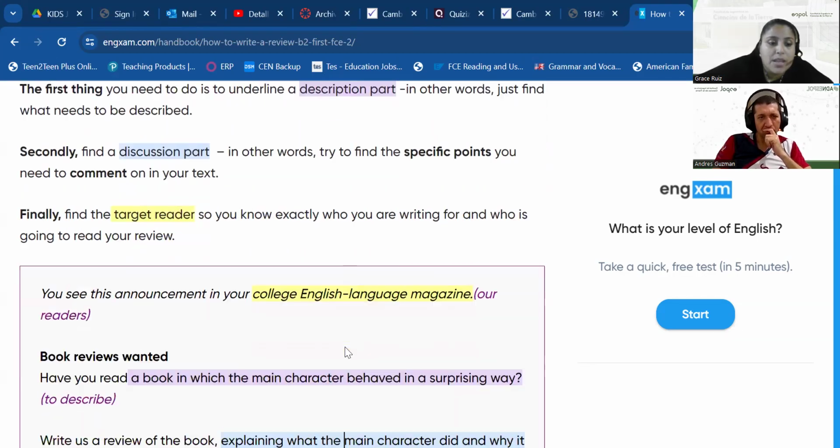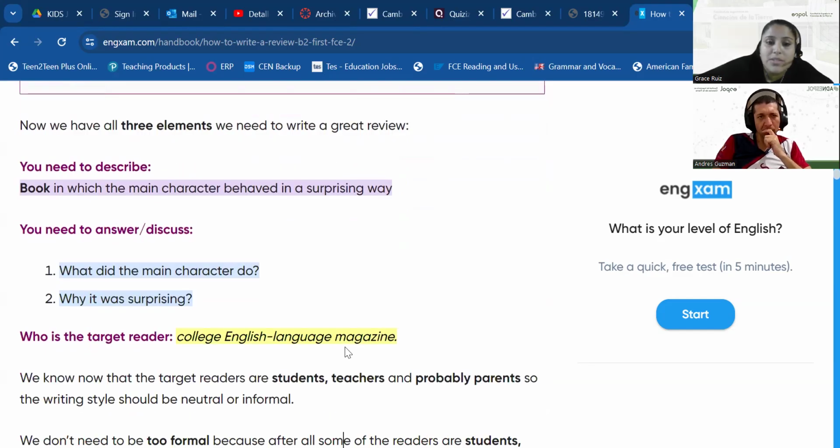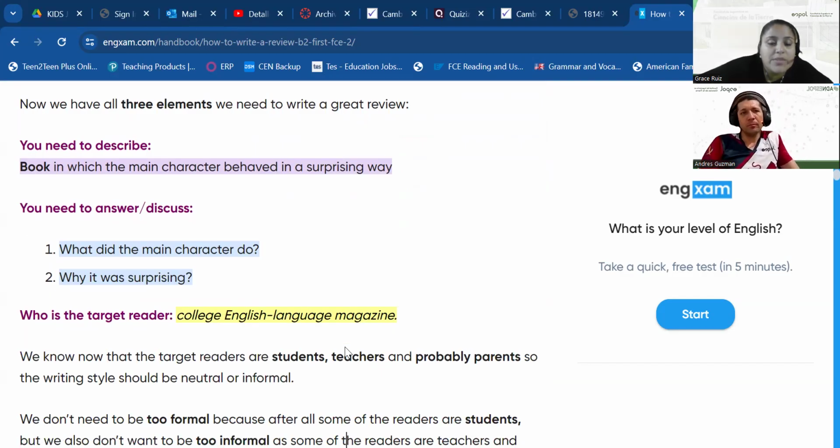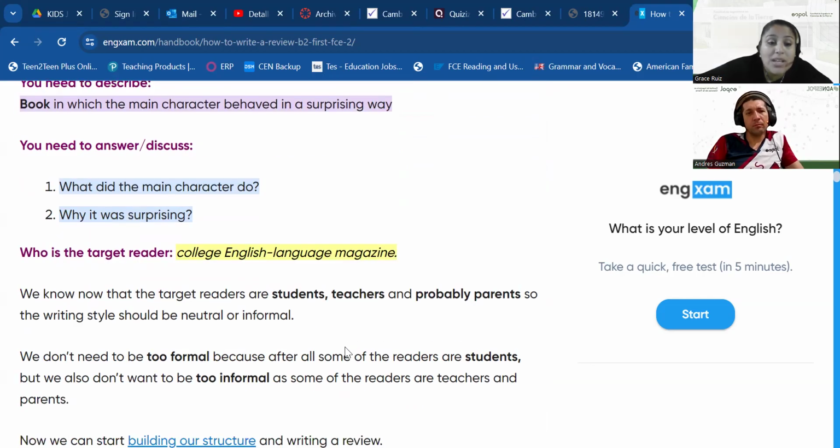Yeah? So going on with this, now that you have all three elements, we need to write a great review. How can we do that? Okay, you need to describe a book in which the main character behaved in a surprising way. You need to answer and discuss what did the main character do and why it was surprising.